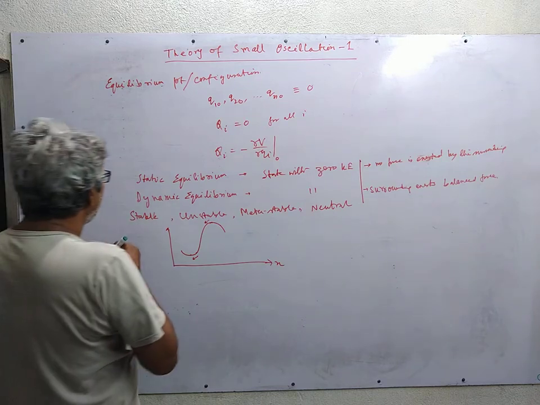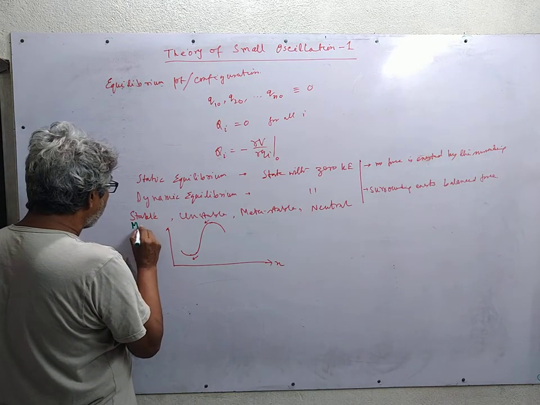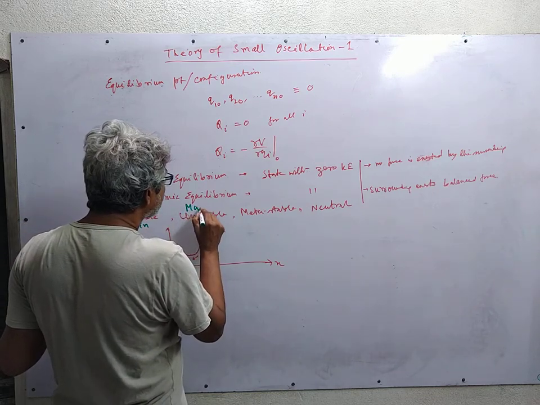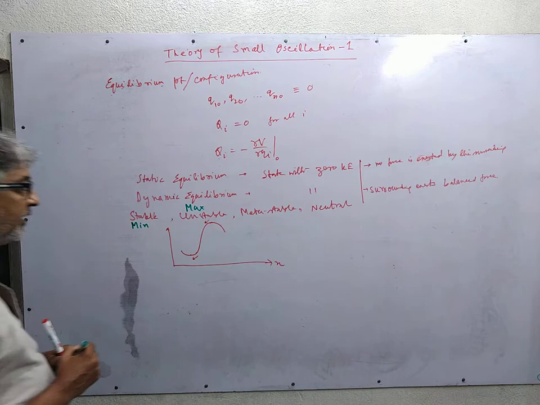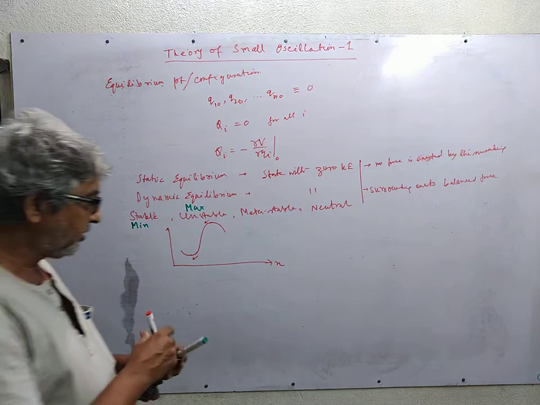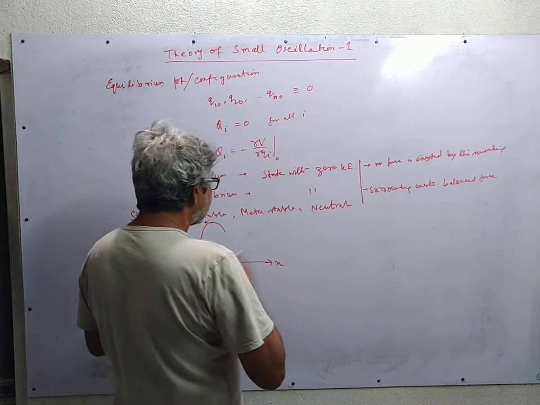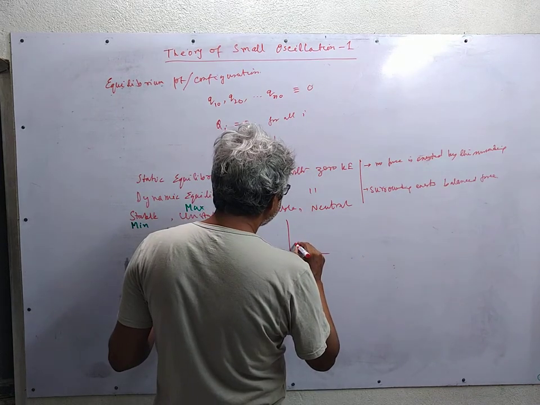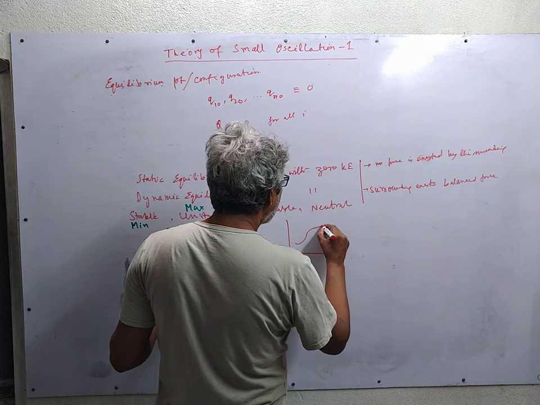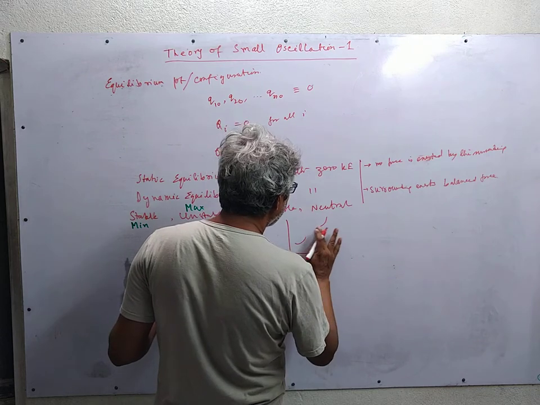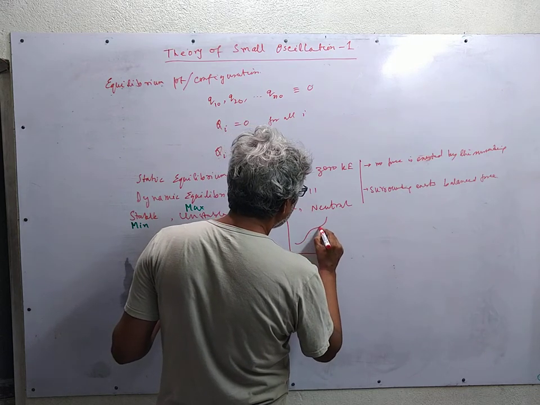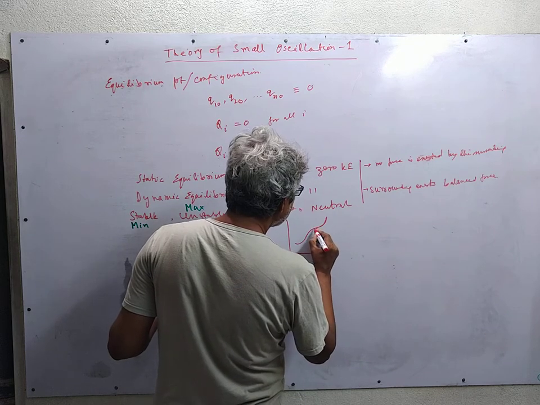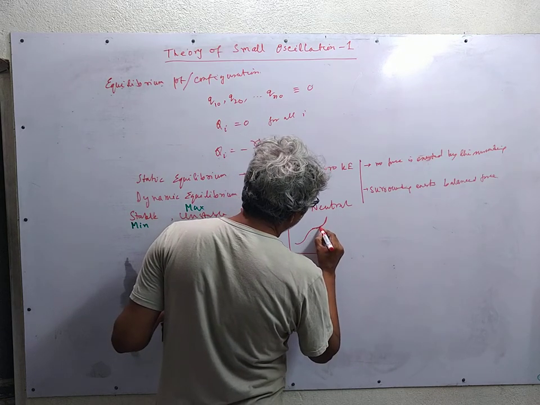So stable equilibrium corresponds to a minimum of potential energy. Unstable equilibrium corresponds to a maximum of potential energy. Then the metastable equilibrium state is this. Say the potential has a structure like this. So in this case, it is a zero curvature state.